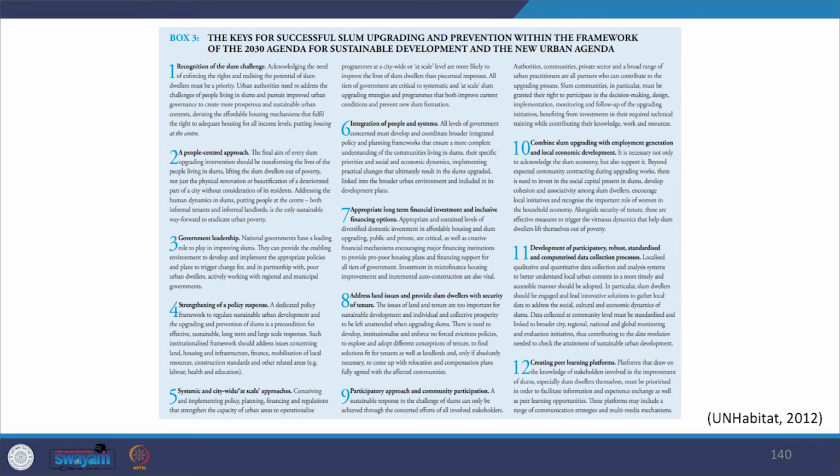We see that appropriate and sustained level of diversified domestic investments in affordable housing and slum upgrading, public and private, all these sources are critical, as well as creative financial mechanisms, encouraging major financial institutions to provide pro-poor housing plans and financing support for all tiers of government. Investment in microfinance housing improvements and incremental self-constructions are also vital. Further, we see UN through the framework suggests to address land issues and provide slum dwellers with security of tenure.